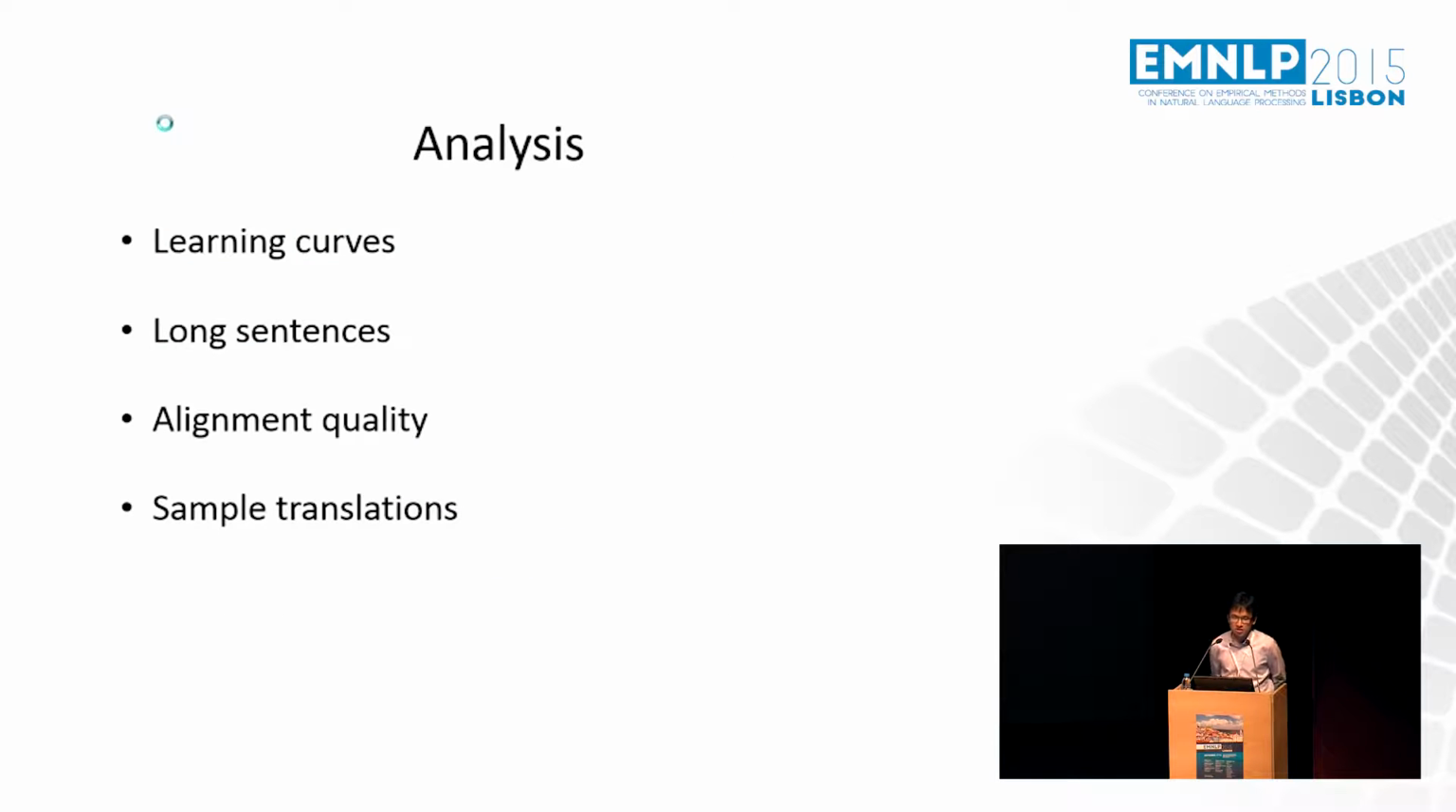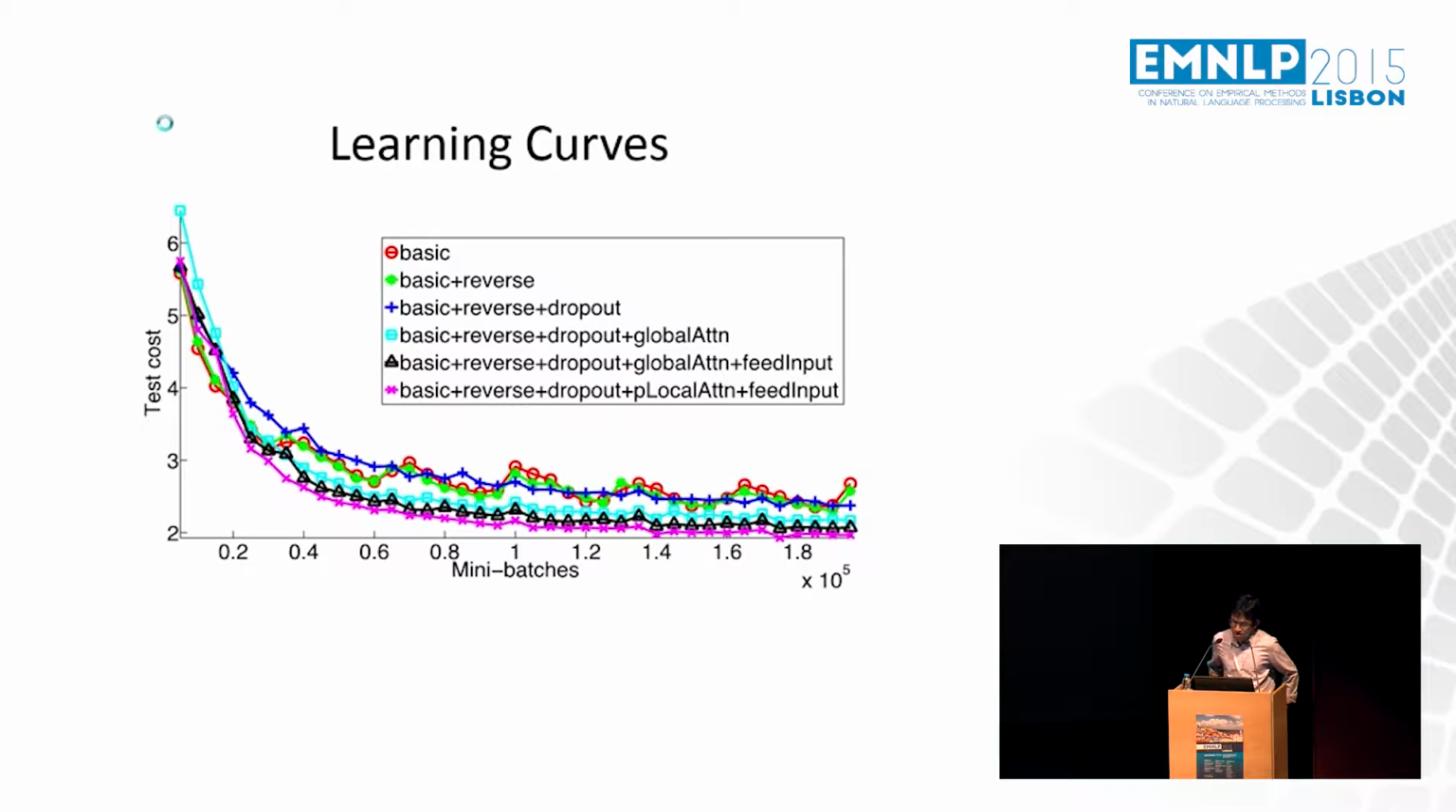Okay, so for some analysis, I'll look at the learning curves, how we translate long sentences, the alignment quality, and the sample translations. So as you can see here, these are the learning curves for different systems. We have on the x-axis the number of training mini-batches, and the y-axis is the test cost. So the top 3 curves are the ones without attention. And it's really nice to see that with attention, we clearly have better learning curves with lower test cost.